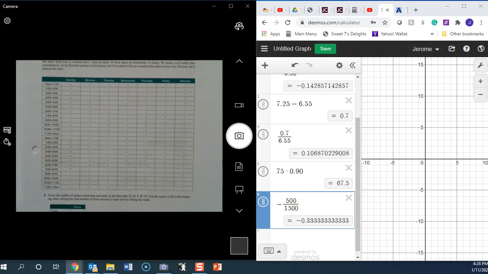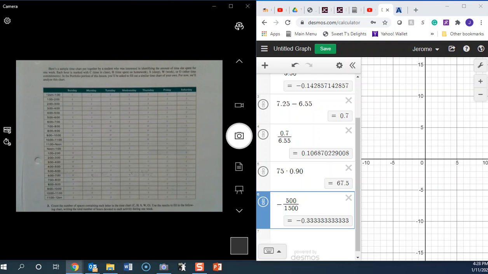It says, here's a sample time chart put together by a student who was interested in identifying the amount of time she spent for 1 week. Each hour is marked with C, time in class, H, time spent on homework, S, sleep, W for work, or O, other time commitments. In the portfolio portion of this lesson, you'll be asked to fill out a similar time chart on your own. For now, we'll analyze this chart.